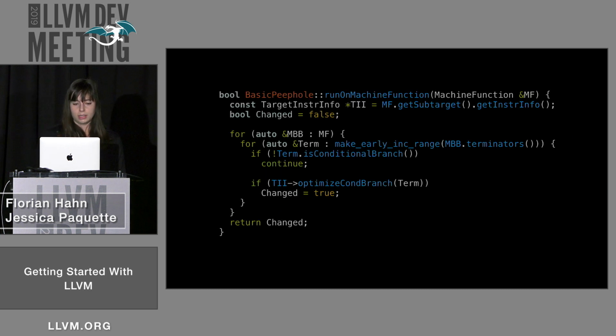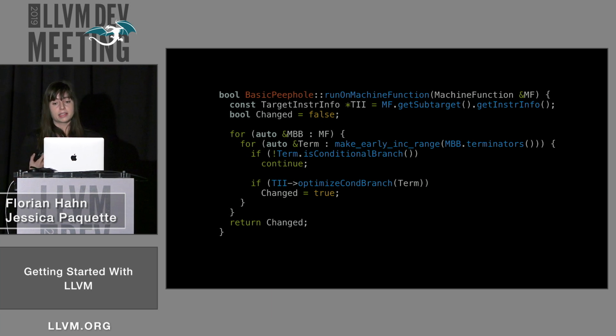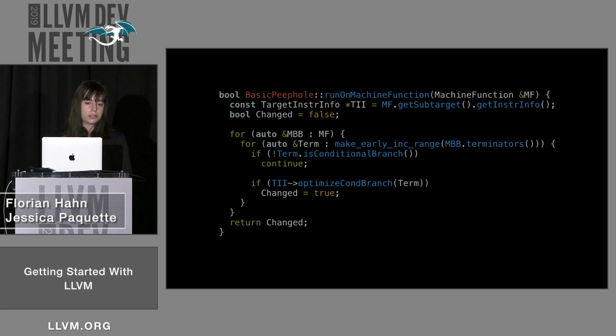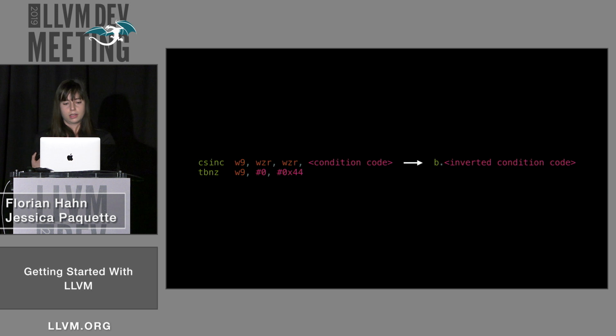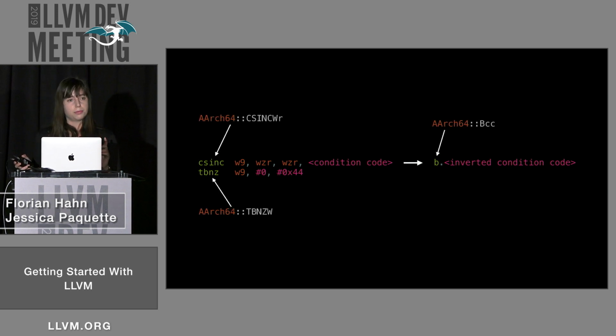So if we packed all of this up into a nice little pass, it might just look something like this. The overall loop here is very, very similar to the IR pass examples earlier, but notice that all of the work is actually being done by the hook. So how do we implement this hook? To implement this hook, we need to work with MIR. Remember that MIR is very, very similar to target assembly. As a result, each assembly instruction in our example is going to correspond to a MIR instruction.